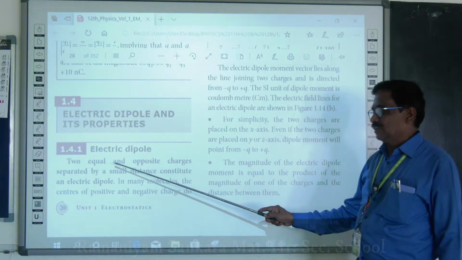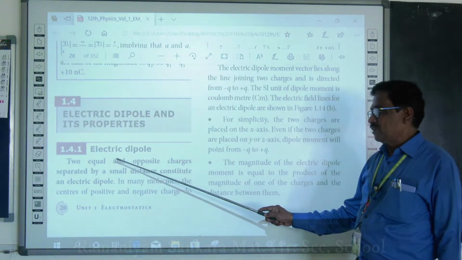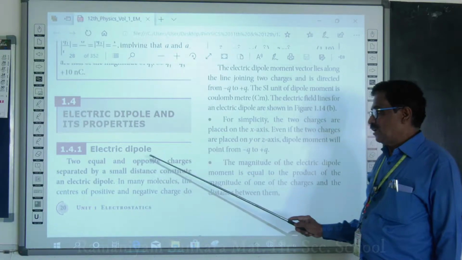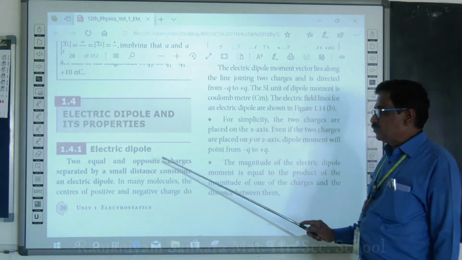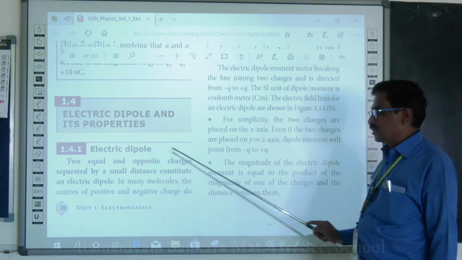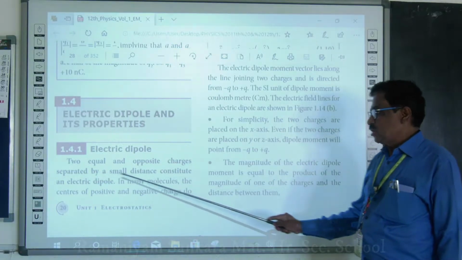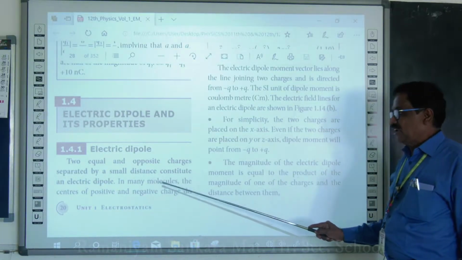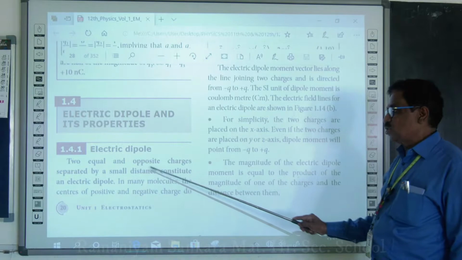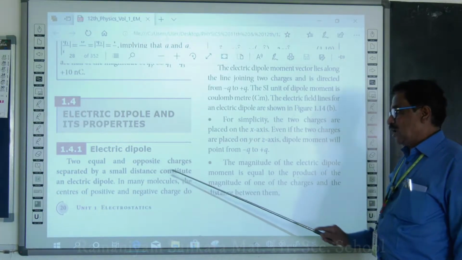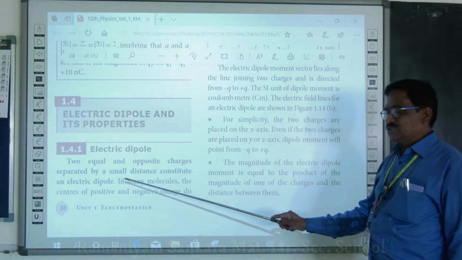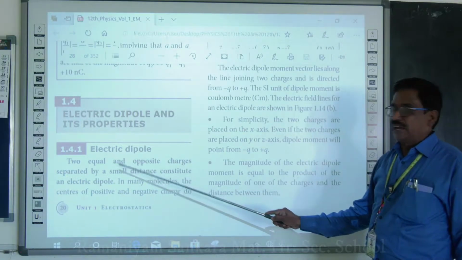Two equal, both of the same magnitude but opposite charges, one is plus q and one is minus q, separated by a small distance. For our convenience, we take the small distance as 2r or 2d, constitute an electric dipole. So this is the definition for electric dipole.